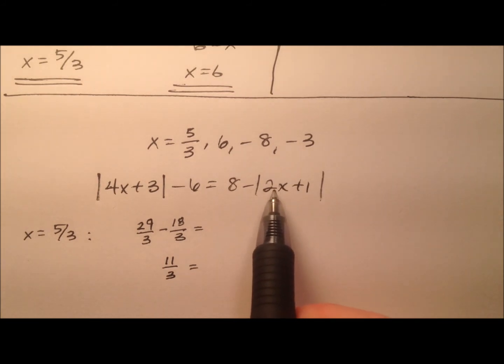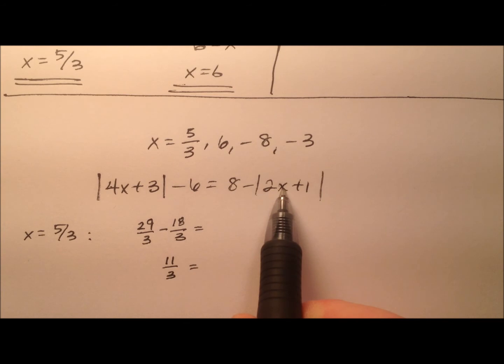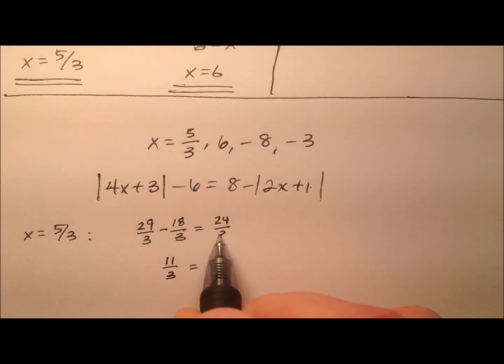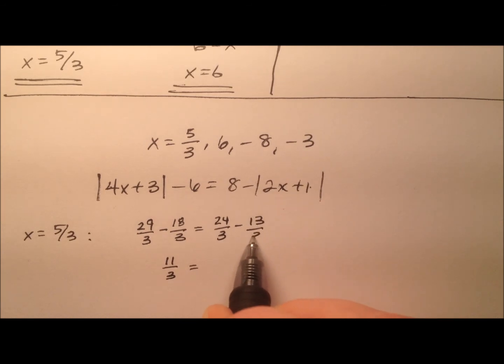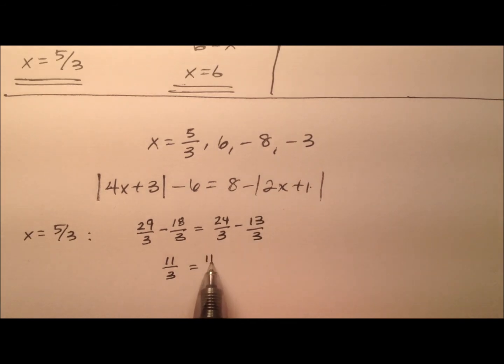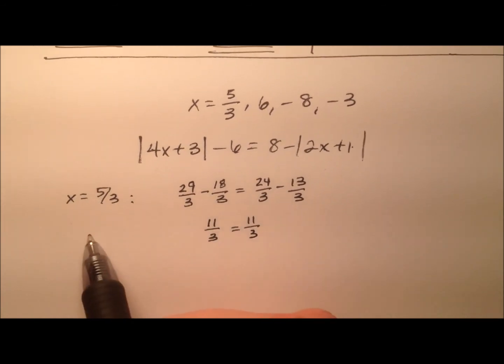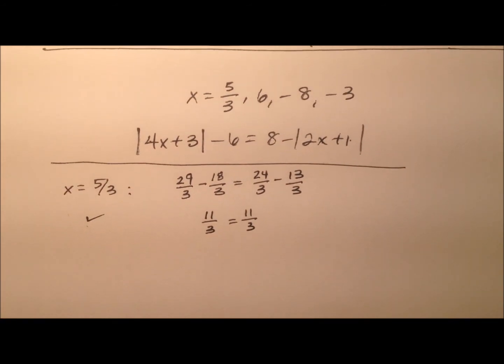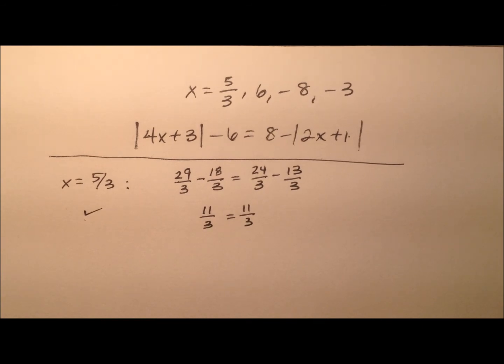And the right side, okay, so 2 times 5/3 will be 10/3, plus 3 is 13/3. So this 8 will turn into 24/3 minus the 13/3, so 11/3. So actually this 5/3 works just fine. So we like that. So one value checked and one value of x that works.